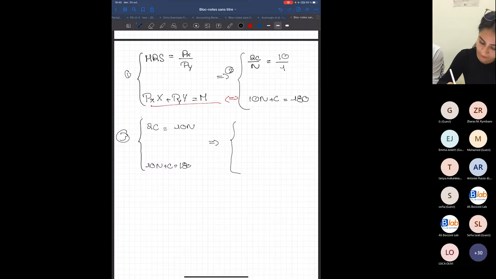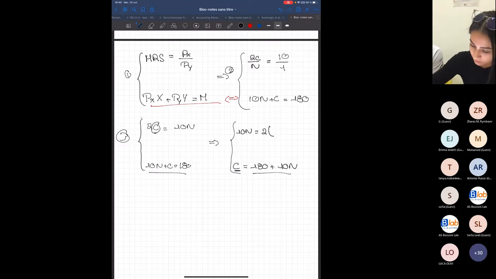Okay, so if we take this equation here, you can see that you can isolate the C to have C equals 180 minus 10n. So this C, we're going to take it from here and put it in the other equation. So I'm just going to write it the other way: 10n is going to be equal to 2, and instead of this c here, we put this value here, 180 minus 10n, minus 10n.